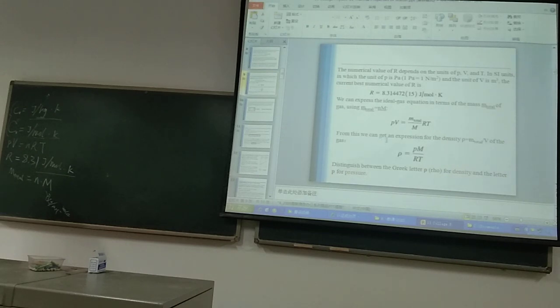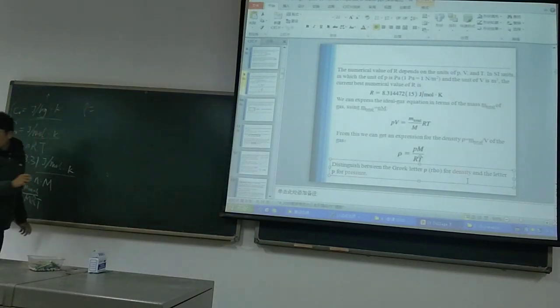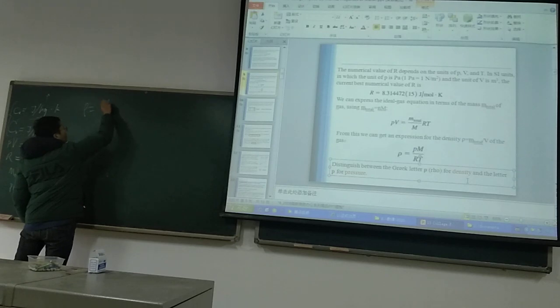From this, we can get an expression for the density of a gas: rho equals m total divided by V. A new equation is PV equals m total divided by the constant R times T, so rho equals ... T.